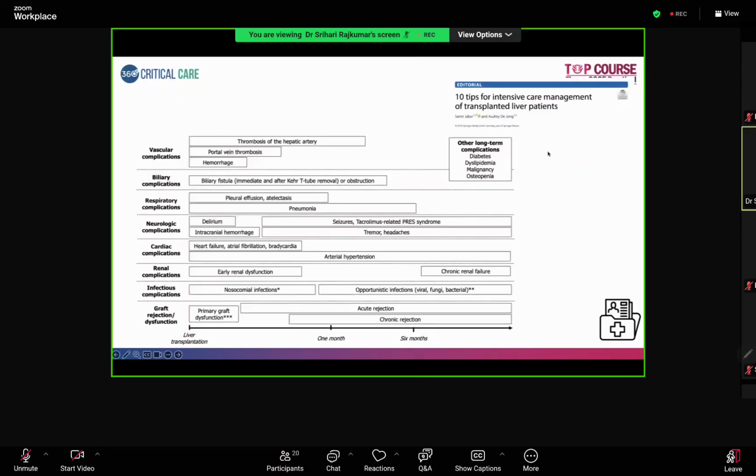So this I had taken from this ESICM article, 10 tips for intensive care management. I just kept this slide as a revision tool. So before your exams, if you just have a small snapshot of this, at least for those 5 pages, you can fill something in based on these pointers. This article I've uploaded in your articles folder, so you can have a look into that.